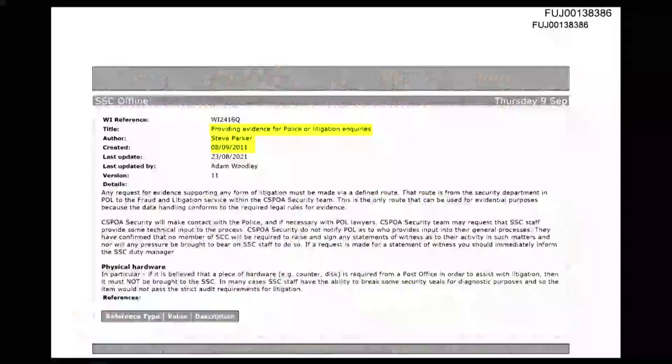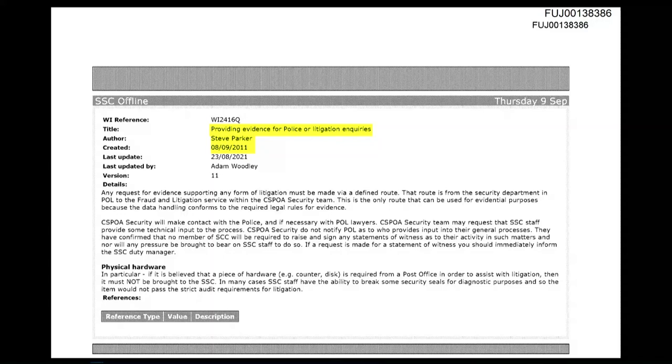Was there any document that you were aware of in your time in the SSC that set out the legal rules for evidence to guide the SSC in the provision of evidence? No. The document continues, that's security, have confirmed that no member of SSC will be required to raise and sign any statement as to their activity in such matters, and nor will any pressure be brought to bear on SSC staff to do so. In the past, had the security team required SSC staff to provide a witness statement?